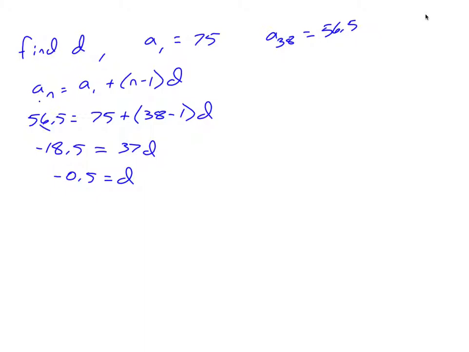Okay. It's like algebra. Everybody understand why a sub 2 is 74.5? Yes. Because to get from one term to the next, what are we doing? Subtracting. Subtracting negative 0.5, so 75 minus 0.5 gives me 74.5. All right.